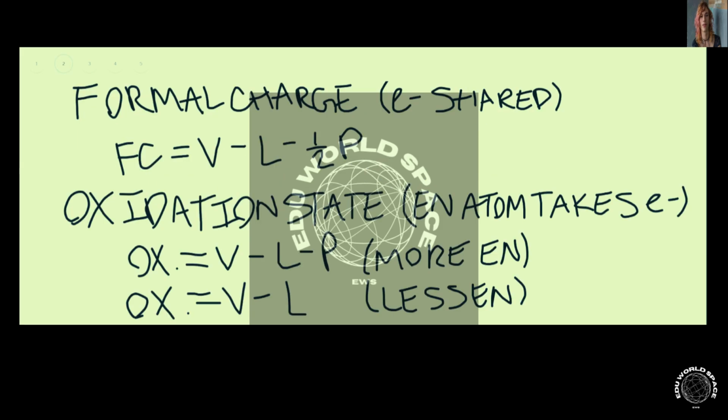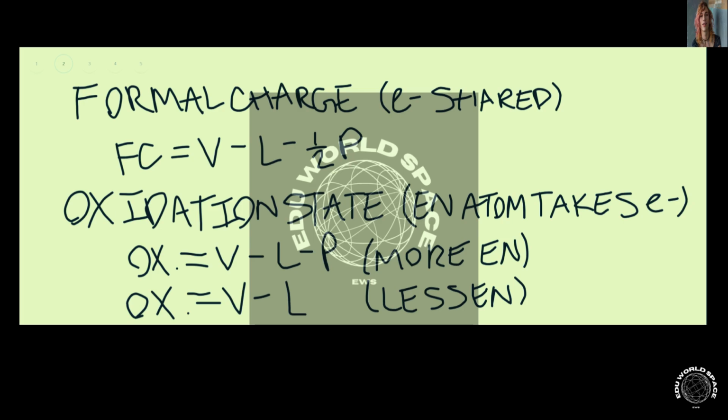So what's formal charge? Formal charge is the charge on an atom, assuming that the electrons in a bond are shared evenly between the two bonded atoms. So the formal charge is equal to the number of valence electrons minus the number of lone pair electrons on the atom minus half of the number of bonded electrons.